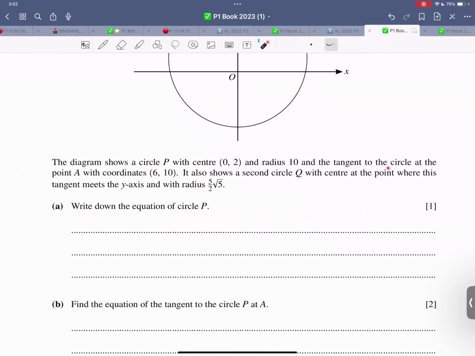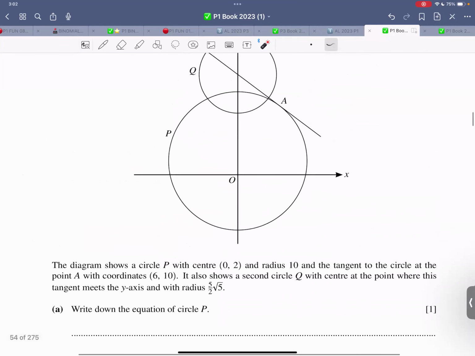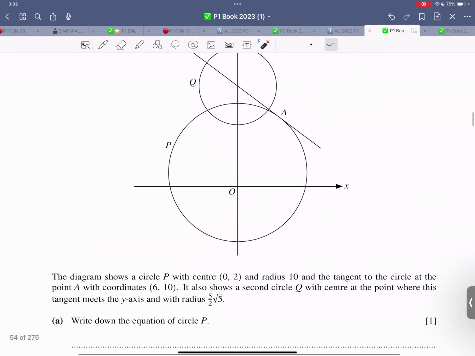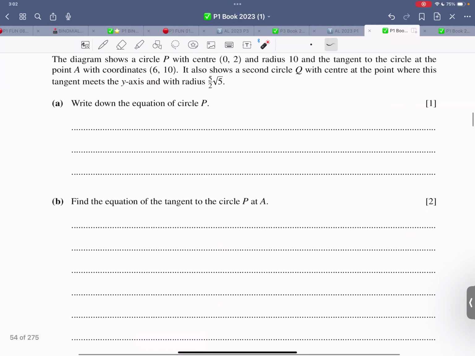This circle has a point A with coordinates (6, 10). Now, this is the point. It also shows a second circle Q with center at the point where the tangent meets the y-axis and with radius 5/2 root 5. And now it says, find the equation of the tangent to the circle P at A.